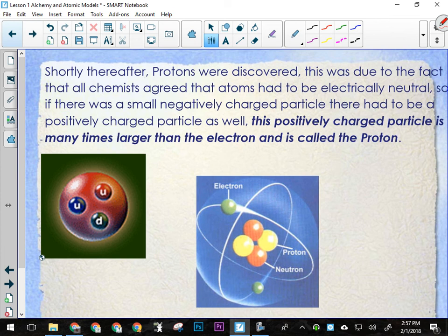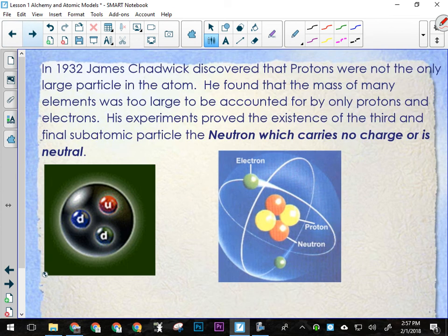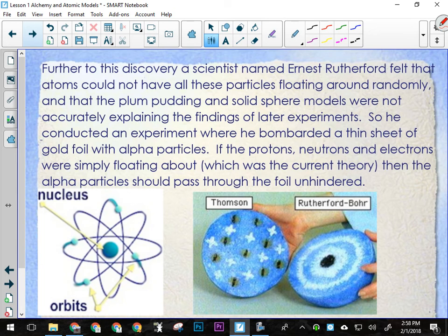Okay, so then Chadwick came along, and Chadwick discovered that protons weren't the only ones. Chadwick discovered the neutron. That carries no charge, so there were also those in the atom as well. We still didn't have this idea of a nucleus even yet. It wasn't until this guy came along, Ernest Rutherford. Rutherford is extremely important in terms of atomic physics. He performed an experiment that unequivocally proved that an atom has a central dense nucleus surrounded by electrons.